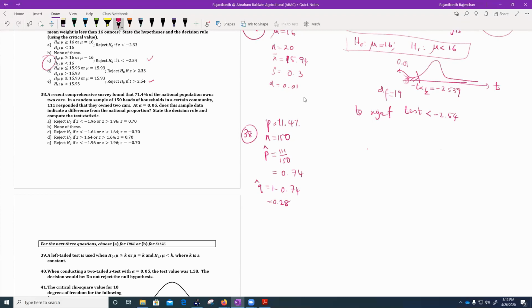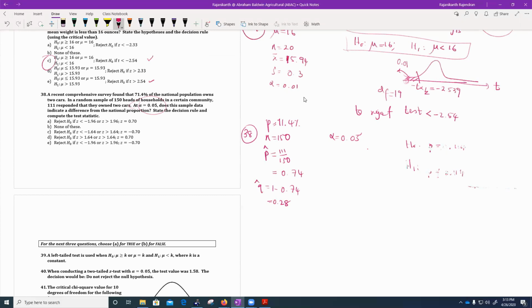So that is here. What else do we need? So we need alpha. Alpha is 0.05, right? This is given. Okay, the question is now, does this sample data indicate a difference from the national proportion? Okay, so let us write down the hypotheses now. My H naught is going to be the population proportion, so I'm using little p, that is 0.714. And my alternate hypothesis is now not equal sign. So that is a two-way test now.